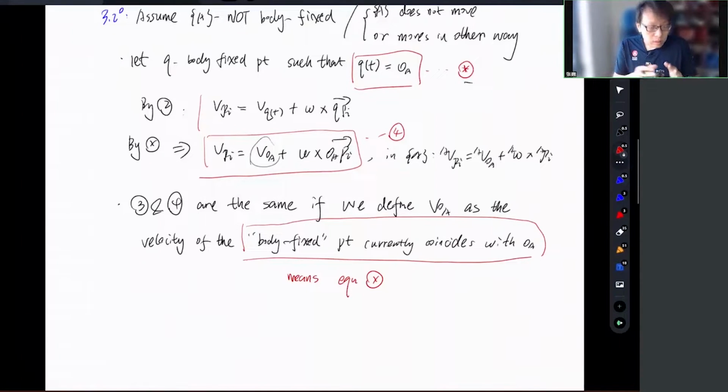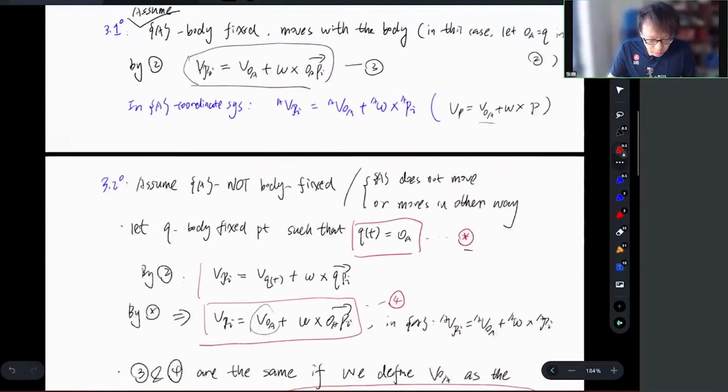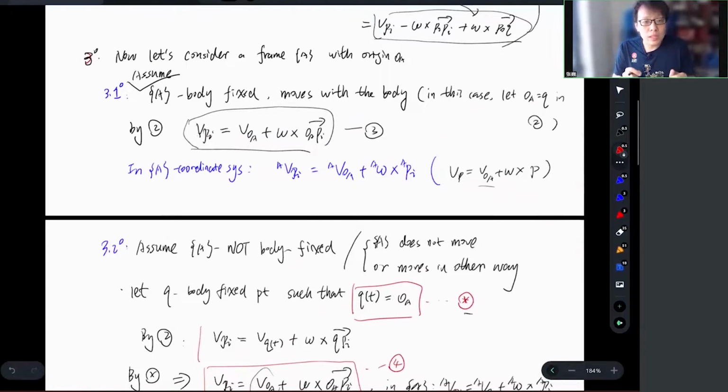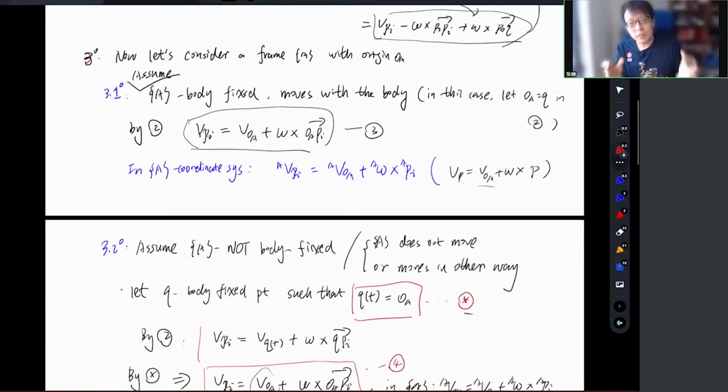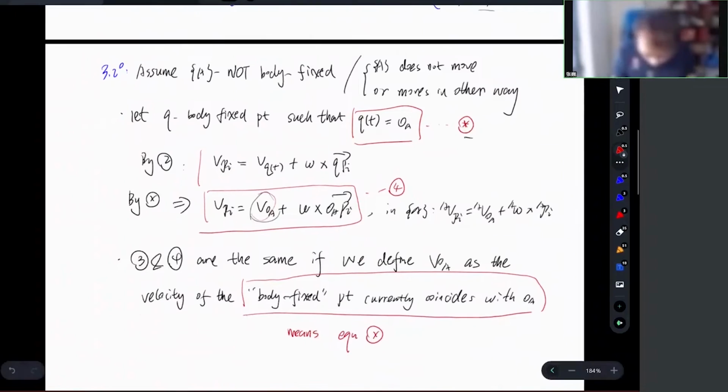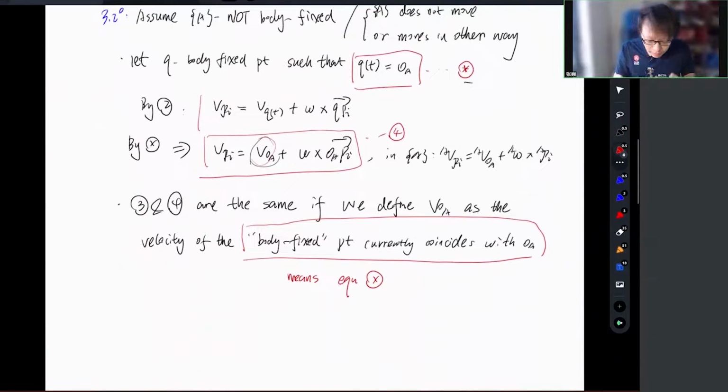Okay, well, there's a lot of confusion. I received a few questions, so I hope that can help students to understand these 2 cases. All you need to distinguish is 3.1 and 3.2. In these 2 cases, the OA is body fixed and body not fixed, right? But in both cases, we just redefine this symbol VOA as the velocity of the body fixed point currently coincide with OA, all right? If we just define that way, then the 2 equations are the same.